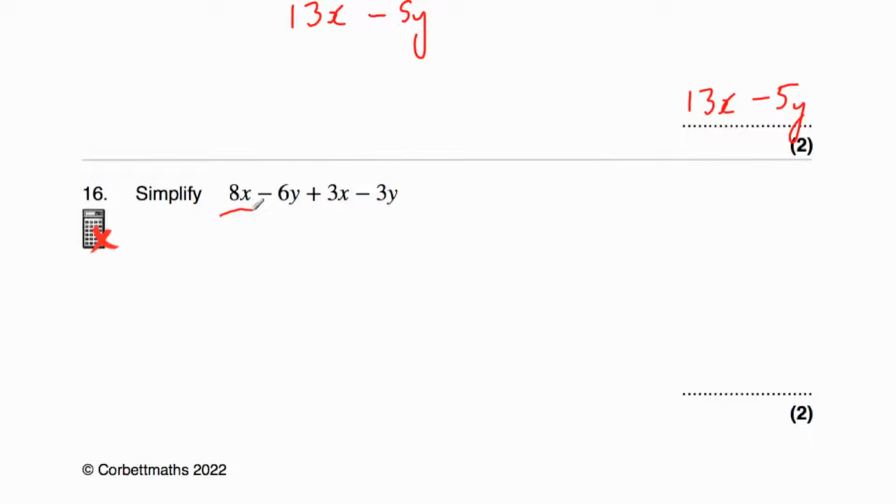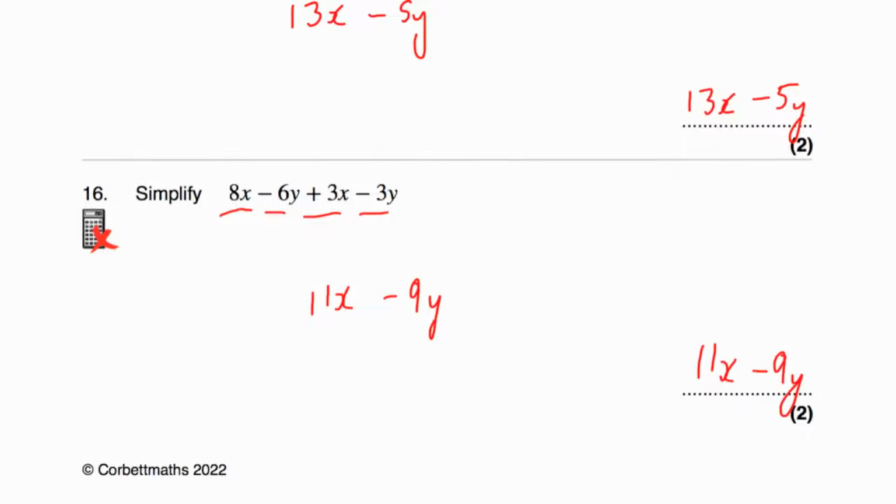So let's do our x's. We've got 8x's plus 3x's, that's going to be 11x's. And then we've got minus 6y minus 3y, so altogether that'll be minus 9y, because minus 6 take away 3 will be minus 9y. And that'll be our answer, 11x minus 9y.